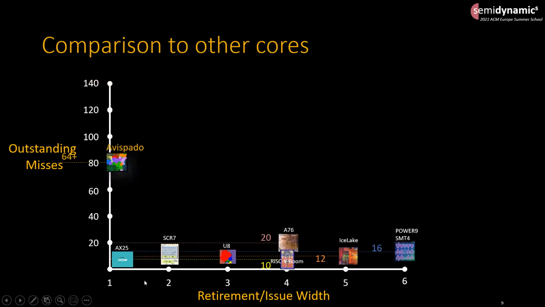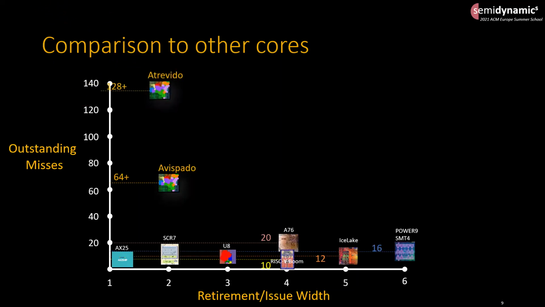Comparing with this data, the Avispado core I'm talking about can support 64 and more outstanding misses. And the one we're not going to describe today, the out of order one, we can extend all the way to 128 cache misses. I hope this chart helps you see where we're positioning these cores. If your data fits in cache, then by all means buy Intel or ARM. If your data is not going to fit in your L1 cache, which we think is common for AI and HPC applications, then we think our cores are a great choice.